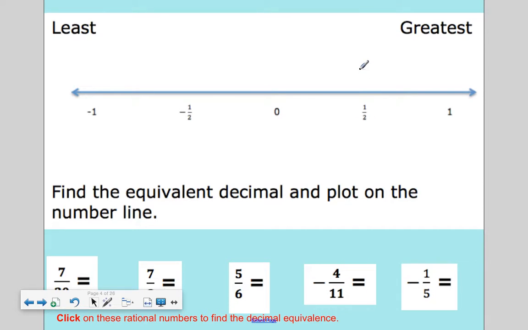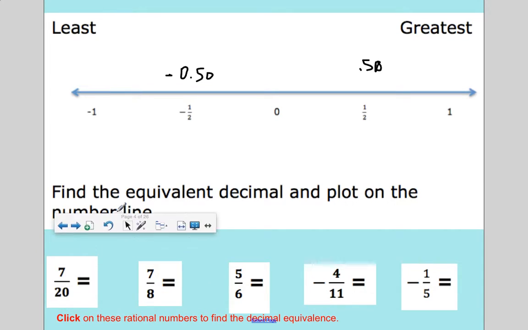So 1/2. What is the decimal equivalent of 1/2? 5/10 or 50 hundredths. What is the decimal equivalent of -1/2? -5/10 or -50 hundredths. Hopefully you have memorized that by now. If you go to the store and something is half off, that's 50% or 50 hundredths. Or you have $1 and you divide it into two groups. Each group will have 50 cents. So find the equivalent decimal and plot it on this number line.